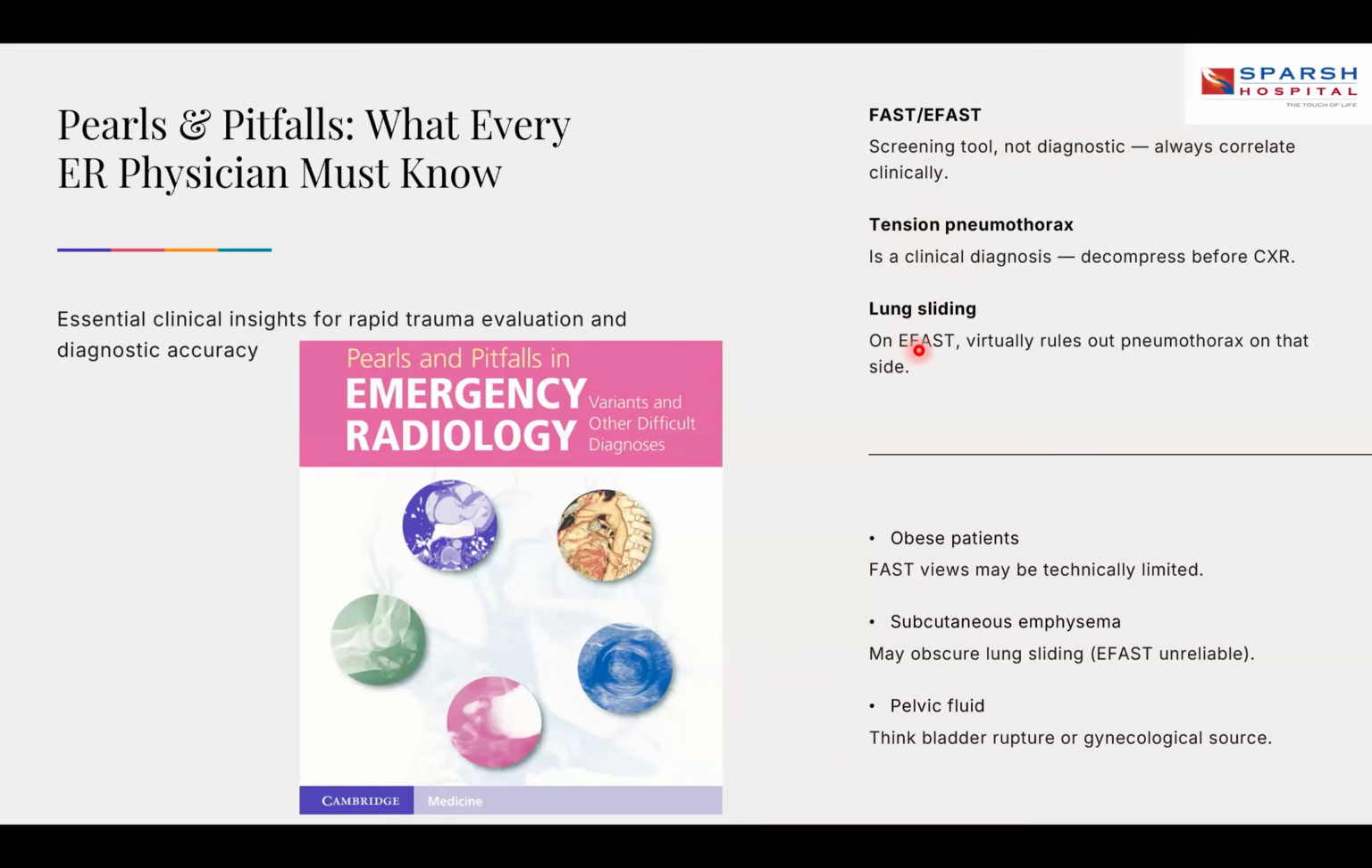Lung sliding on EFAST virtually rules out pneumothorax. One of the major causes of immediate mortality can be pneumothorax leading to a tension pneumothorax. So if you establish good lung sliding on both sides, you can eliminate a pneumothorax as a finding and you can move ahead. If you have an obese patient, FAST scans may not be very reliable, or if you have subcutaneous emphysema, then it may obscure the lung sliding and EFAST may be unreliable.